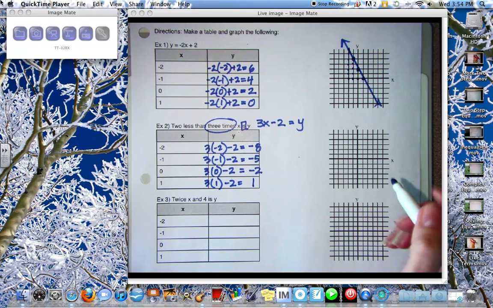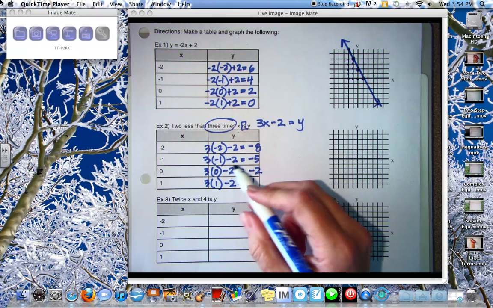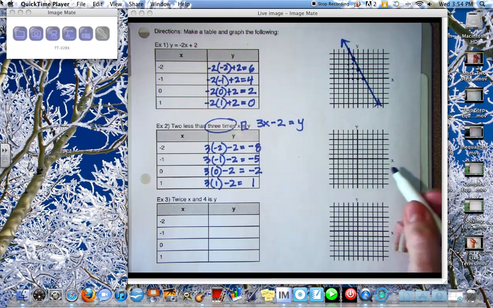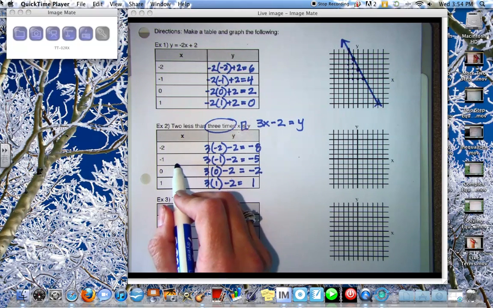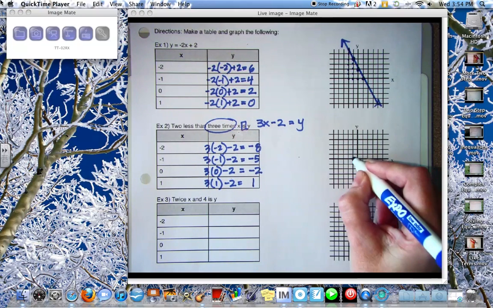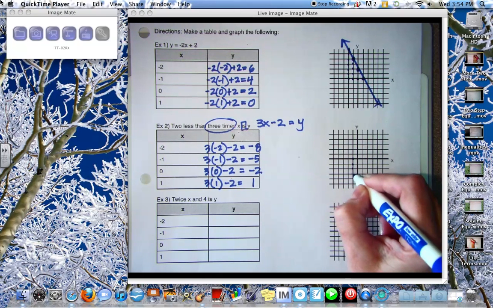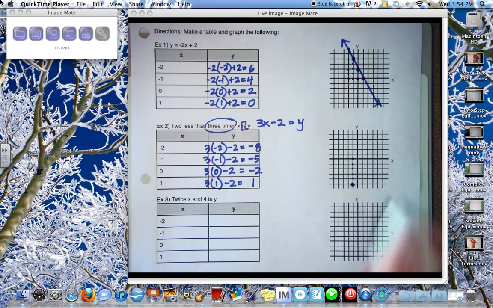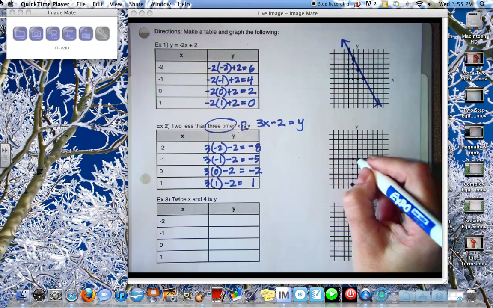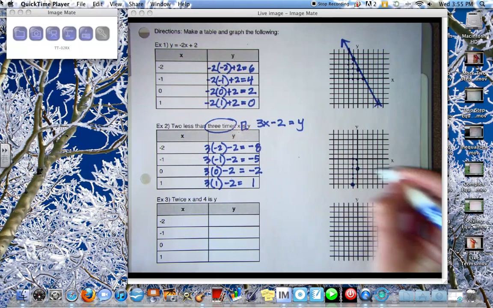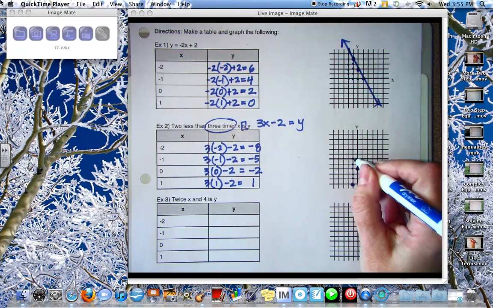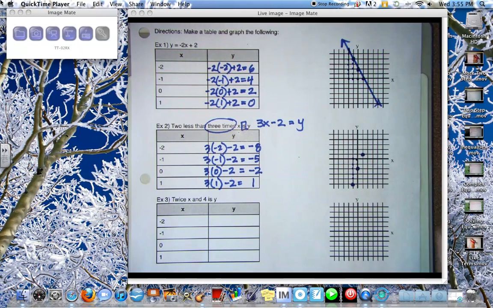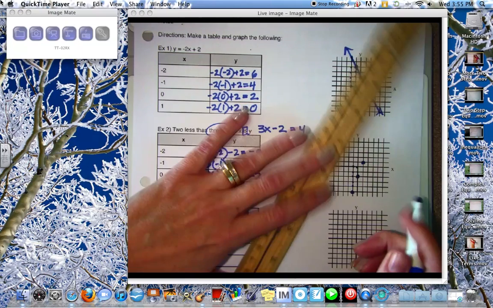So now we have an ordered pair of negative 2 and negative 8. That one's probably not going to fit on our graph, so we'll go to the next one. Negative 1 and negative 5. So we go to the left one and down 1, 2, 3, 4, 5. The next ordered pair, 0 and negative 2, stay at 0, go down 2. Next ordered pair is 1 and 1, over 1, up 1. And we can draw our line.